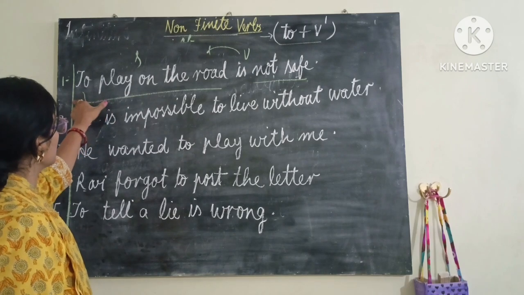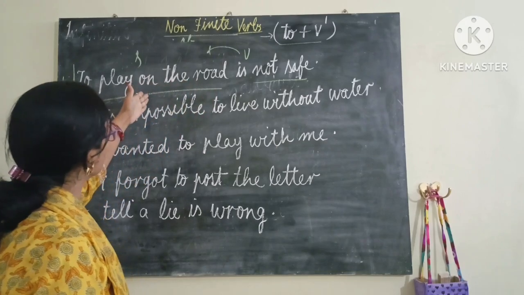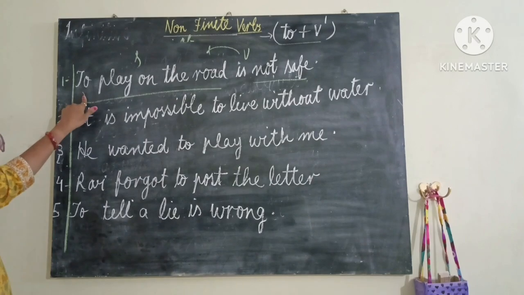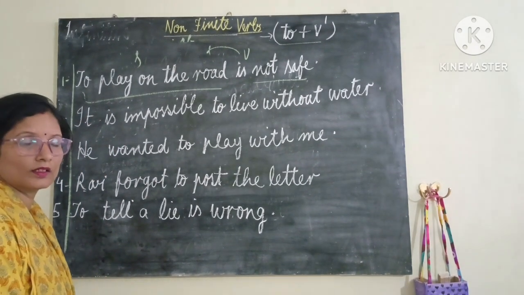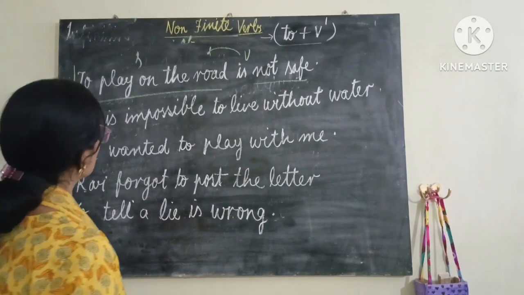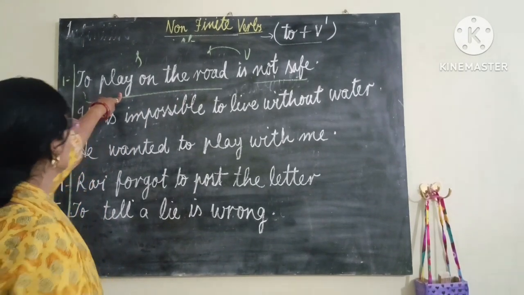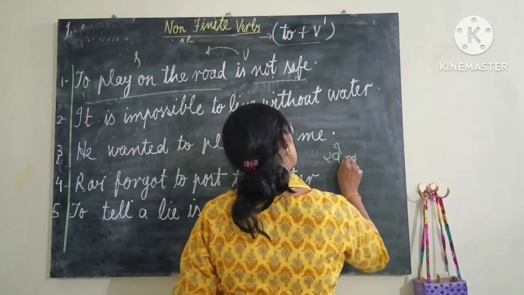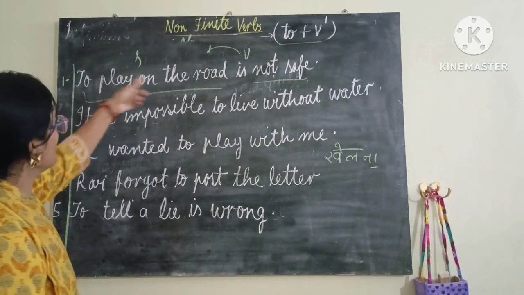To play on the road is not safe. Actually, to play, to plus V1, is this. So this is infinitive. But because after that a few words are written, we can say this is an infinitive phrase. If you translate it into Hindi, what is the meaning? To play on the road means road par khelna. Here also, what is the Hindi word? Khelna comes. Let me write here: Khel-na. Here also the "na" word.